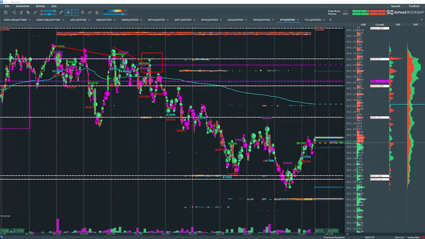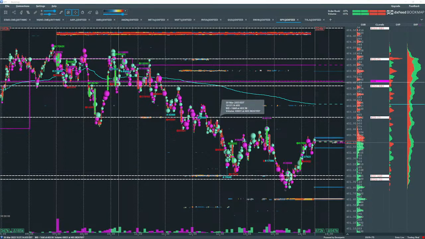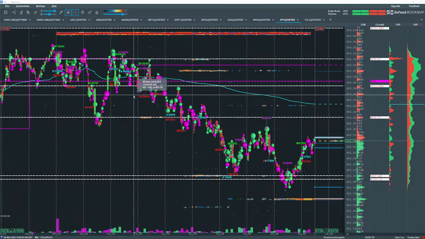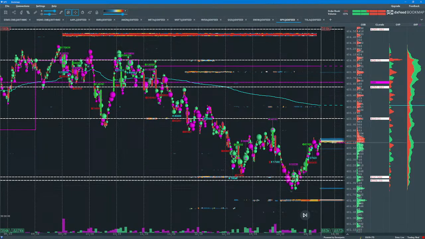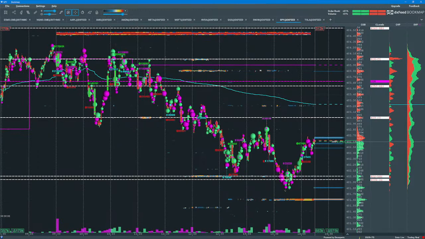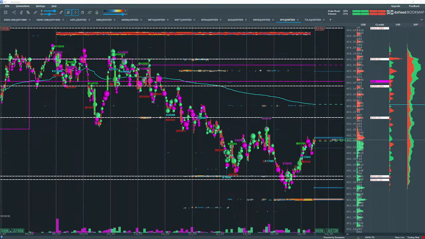And notice all of the sell sweeps coming in. So buy sweeps here with these small green dots. Turn that off. And see these small bright red dots, that's all sell sweeps. Those are aggressive sellers.